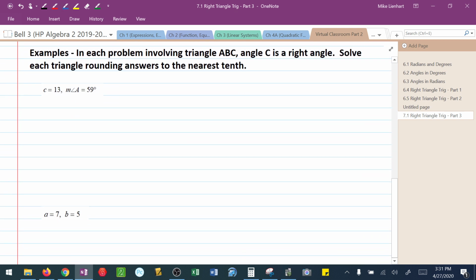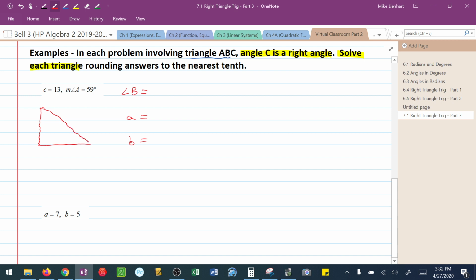All right, similarly, what they could do here is tell me that I have triangle ABC and that angle C is a right angle, and then, again, solve each triangle. That means find anything that is missing. Now, for each of these problems, we already know that C is a right angle, so I don't have to worry about finding angle C. In this problem, though, I need to find angle B. I'm given side C, so I'm going to need to find side A and side B. I'm always a big fan of this: sketch a picture.